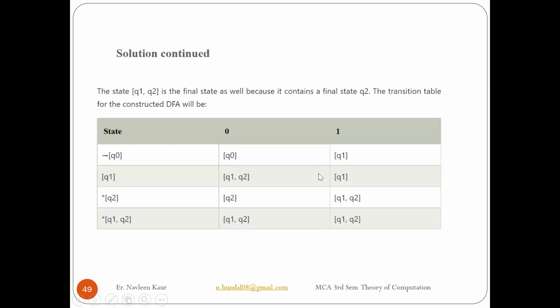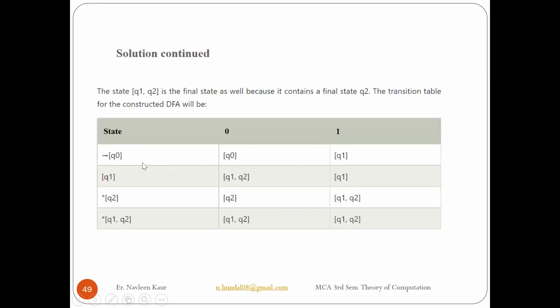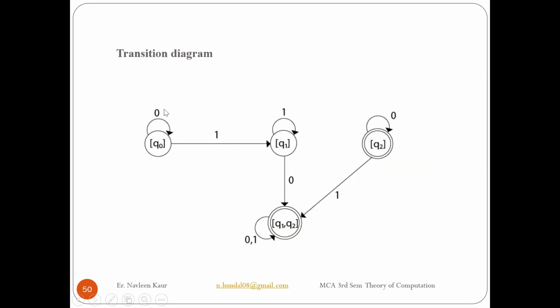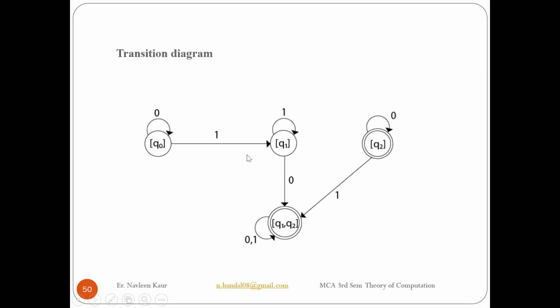Now I am able to create a transition diagram. Q0, Q1, Q2, but there is one more state, that is Q1, comma Q2. Using this transition table, I have created this transition diagram. How? From Q0, if I give 0, it will take me to Q0. Q0 on 1 takes me to Q1. Can you see? For any particular input, there is only one state being generated. It means it has been converted into a DFA.